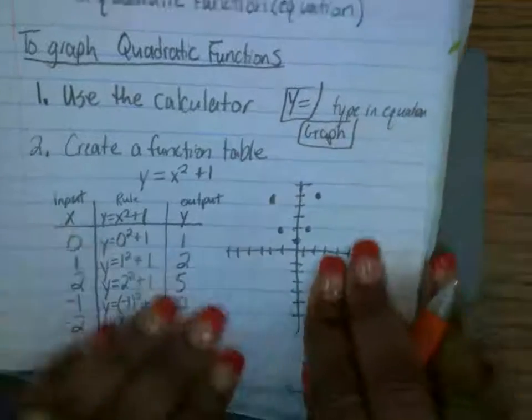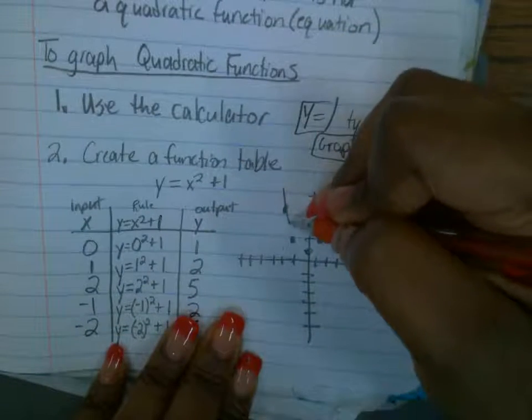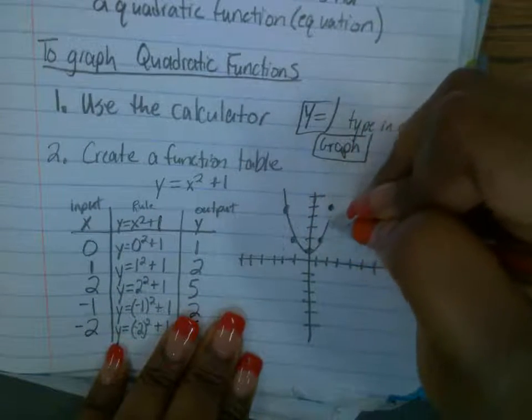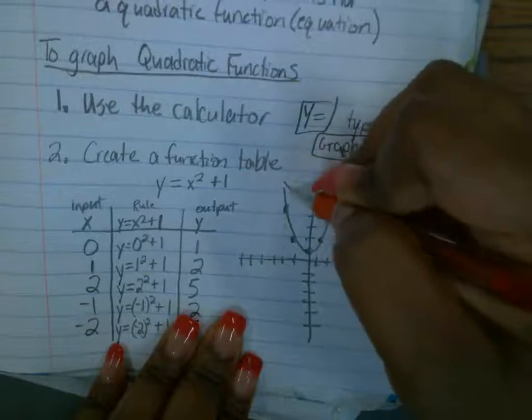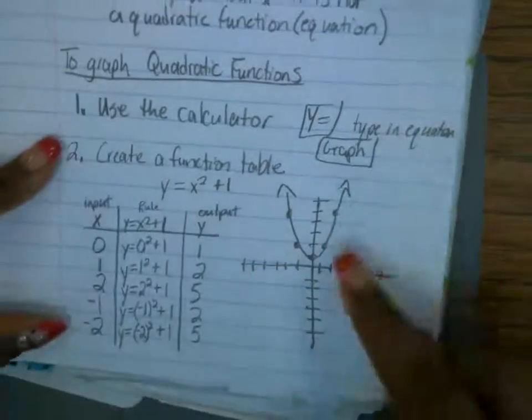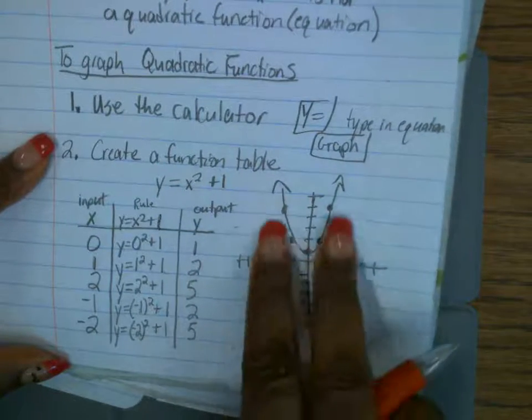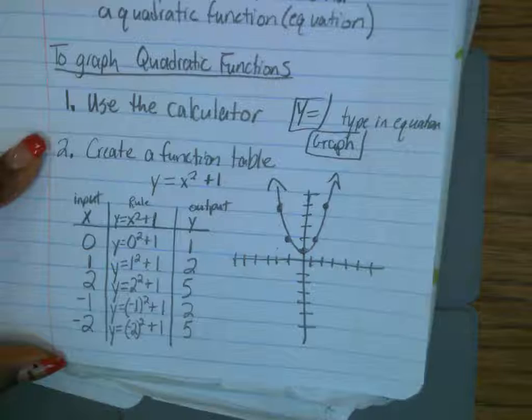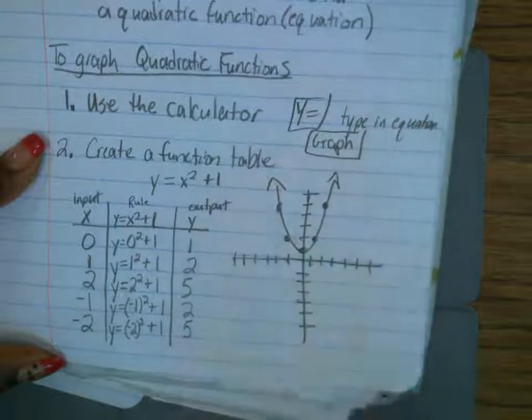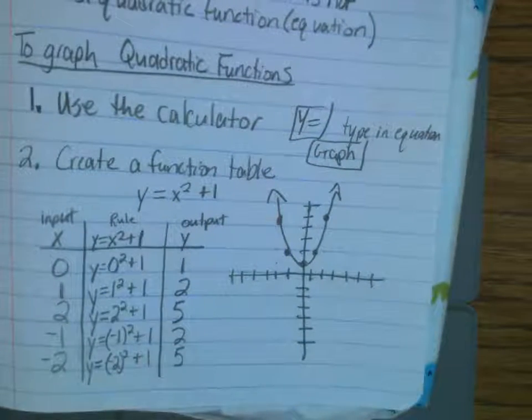So now I get what you call a U shape. And I put arrows on the end because just because I stopped graphing points, this parabola is going to go on forever. Okay? This parabola is going to go on forever. Any questions about that?